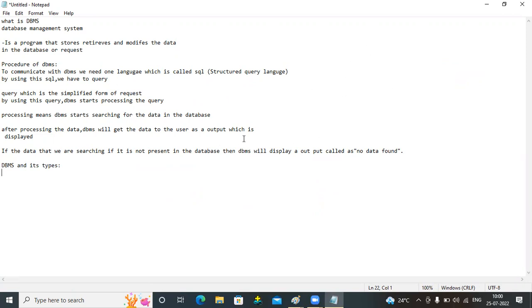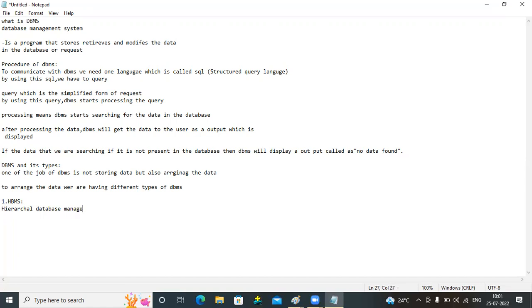So one of the jobs of DBMS is not only storing the data, but also arranging the data. To arrange the data, we have different types of DBMS. Today we are discussing only one type, that is HDBMS. What is HDBMS? HDBMS means hierarchical database management system.